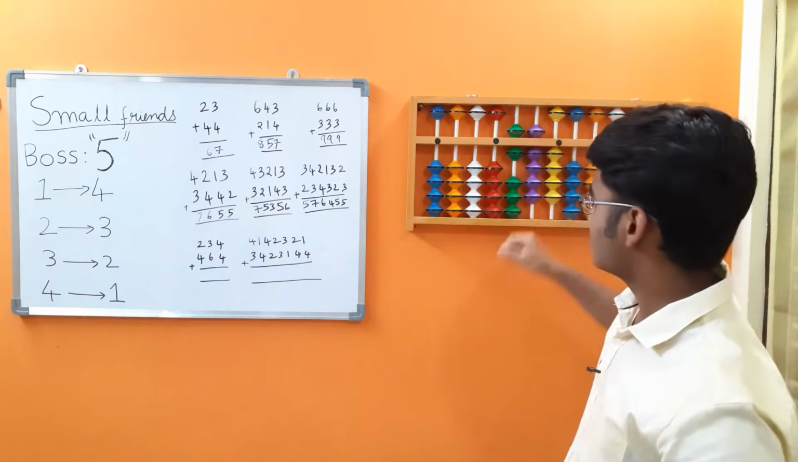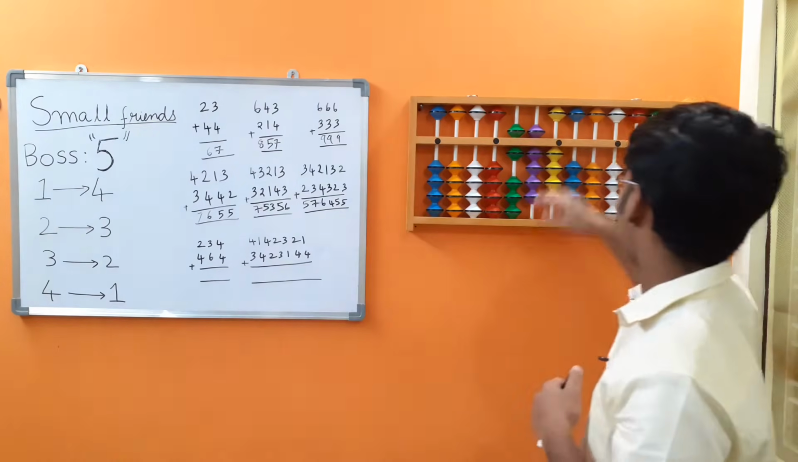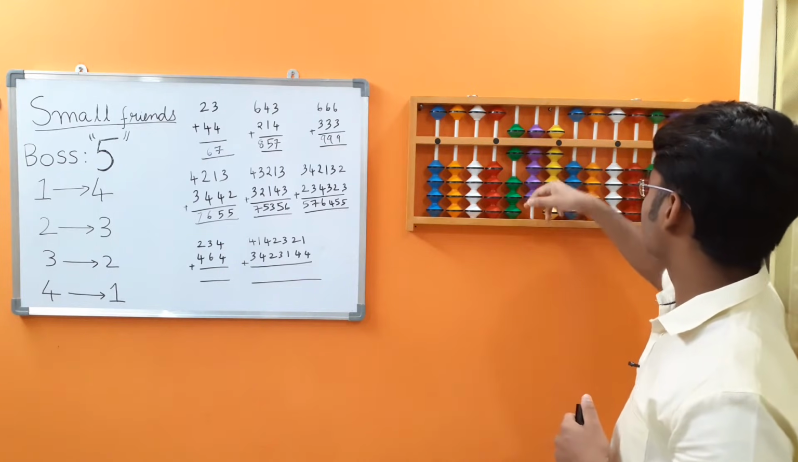5, 1, 6 and 4. 4's friend is 1. Add the boss 5, less the friend 1. 698.